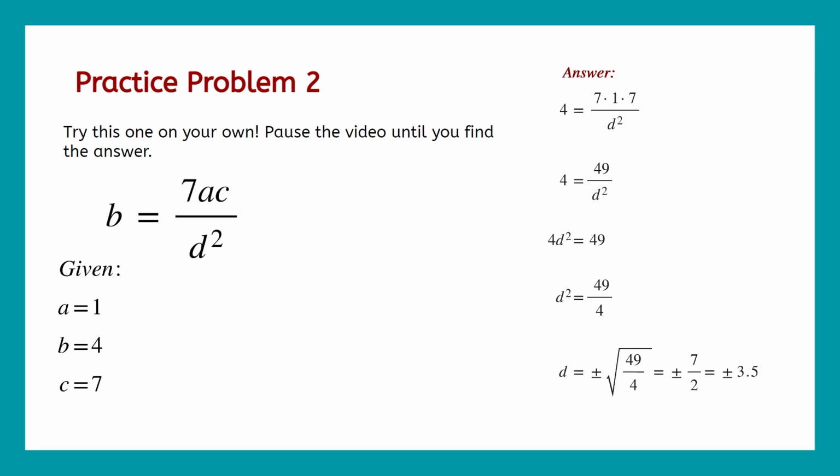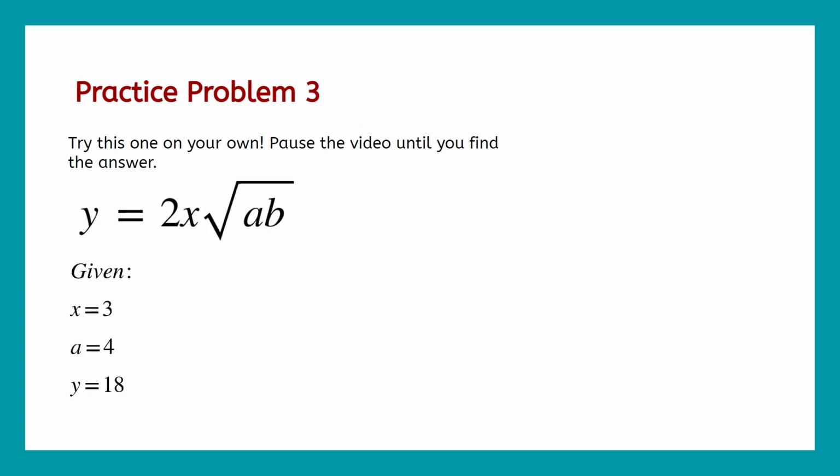Then to isolate d squared, we're going to divide both sides by 4, and we'll get d squared equals 49 divided by 4. Lastly, we'll take the square root of both sides and get d equals plus or minus 7 over 2. So two possible answers there, positive 7 over 2 or negative 7 over 2, which when we take that to a decimal is 3.5. Okay, last practice problem. Pause the video, try it out.